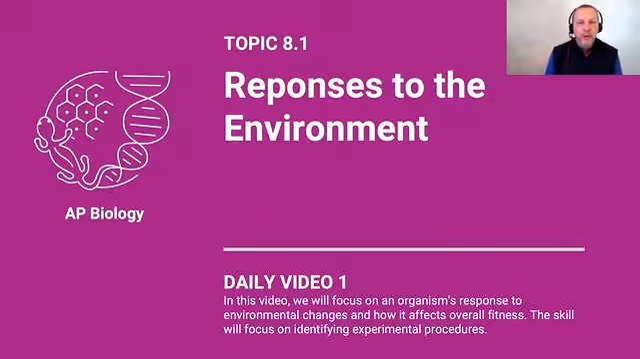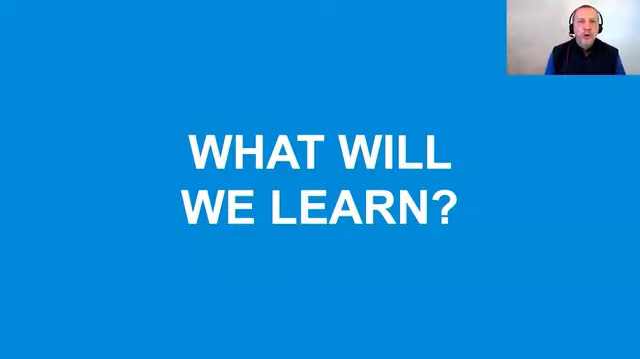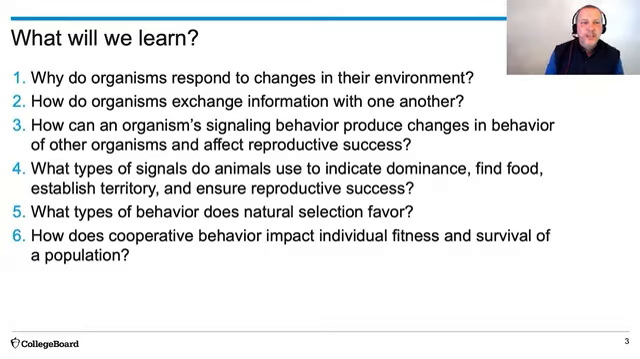Today's topic is 8.1 Responses to the Environment. So, what will we be learning today? In today's lesson, we're going to take a look at why organisms respond to changes in their environment. How do organisms exchange information with one another? How can an organism's signaling behavior produce changes in behavior of other organisms and affect reproductive success? What types of signals do animals use to indicate dominance, find food, establish territory, and ensure reproductive success? What types of behavior does natural selection favor? And finally, how does cooperative behavior impact individual fitness and survival of a population?